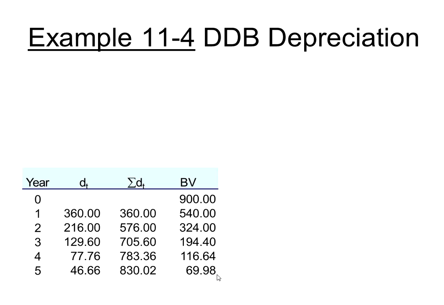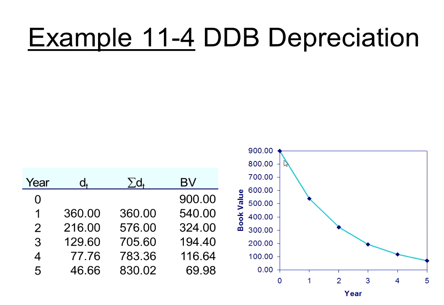So we get 69.98. If we were to plot this, we'll get the values where, notice, it's even sharper than the previous sum of the year digits. It's an even sharper decline in the first years. So again, this method gives us even more advantage because we take depreciation earlier. So 360 is more than what we had before, where it was 277 in the first year, and so on. So we have these larger amounts earlier, all the way, and the end was approximately the salvage value.